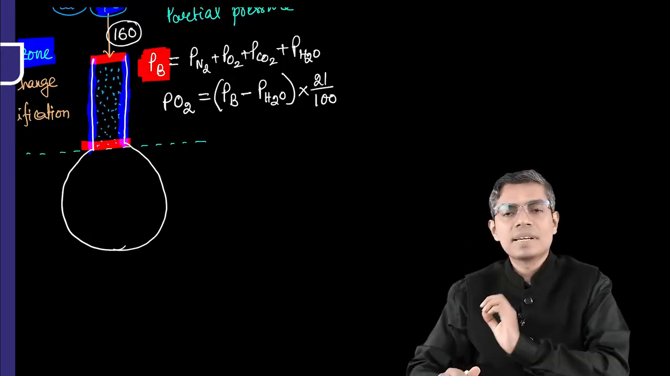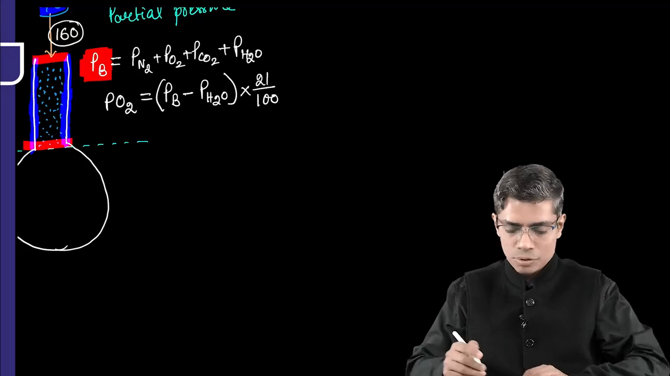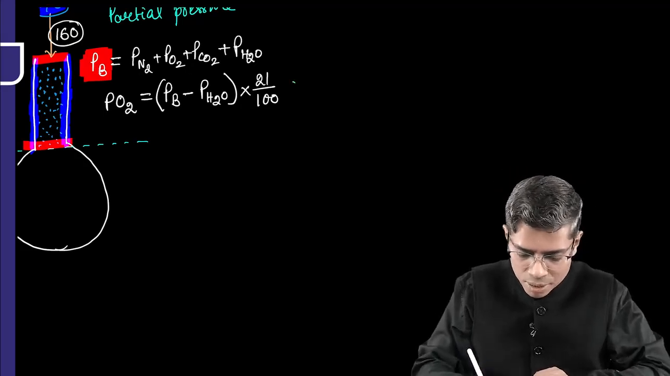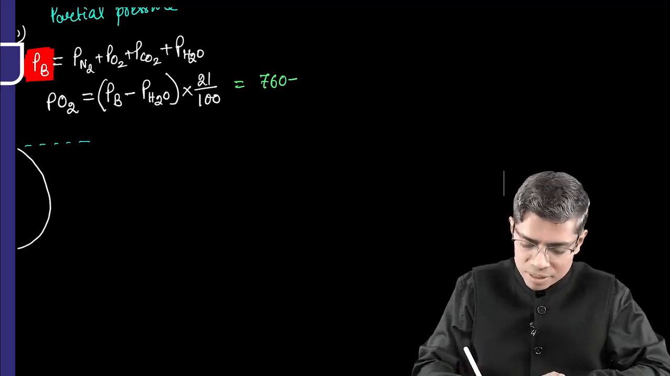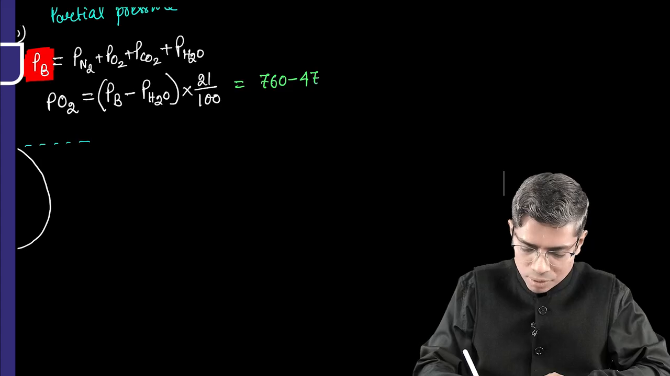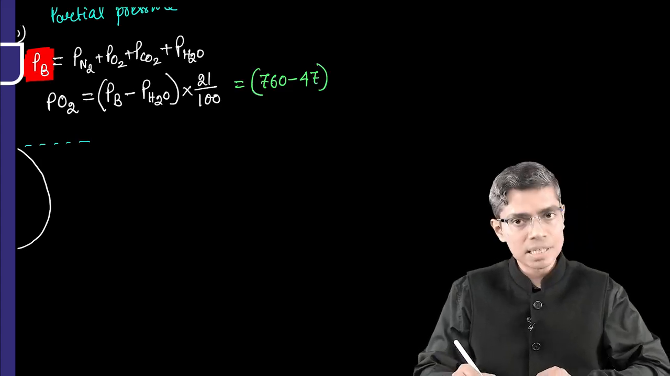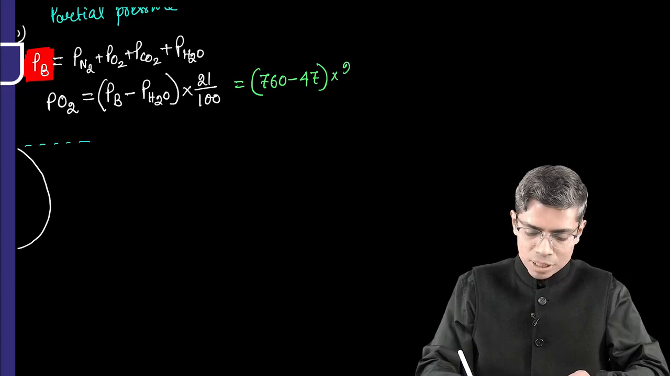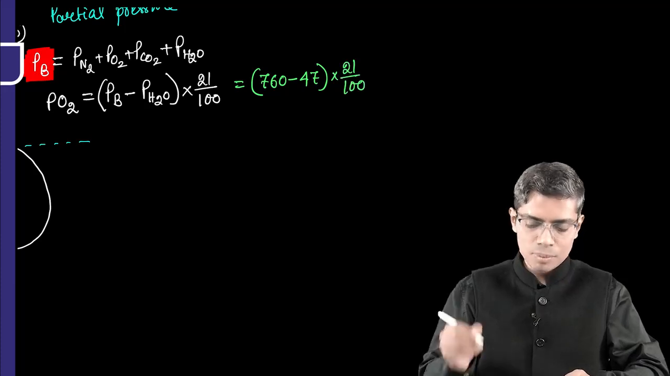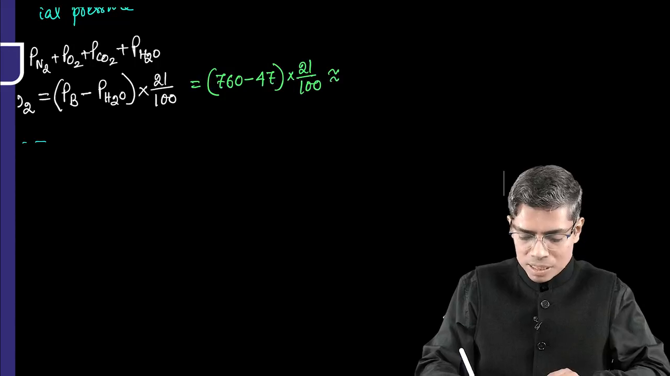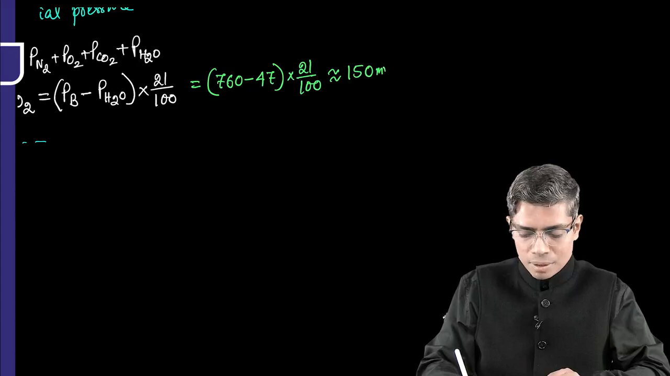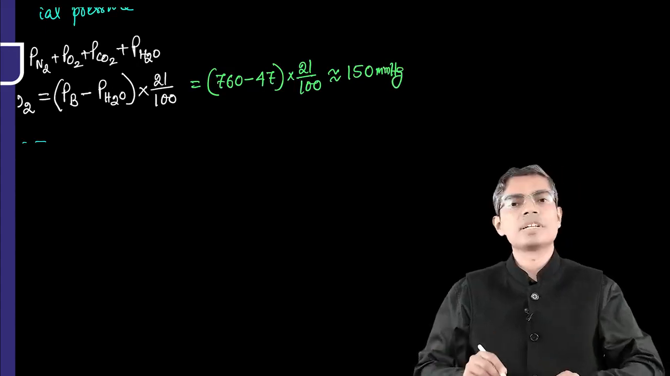So if I calculate the partial pressure of oxygen this way, I put in the normal values. PB is 760, PH2O, remember this value, is 47 millimeters of mercury, multiplied by 21 percent, the percentage of oxygen. So it will be approximately 149. I am writing 150 millimeters of mercury, but it will be 149.